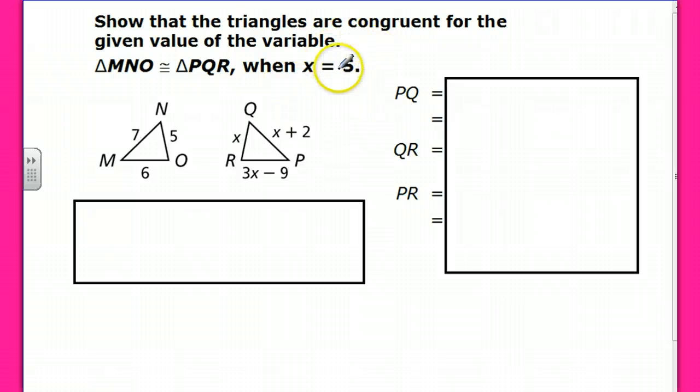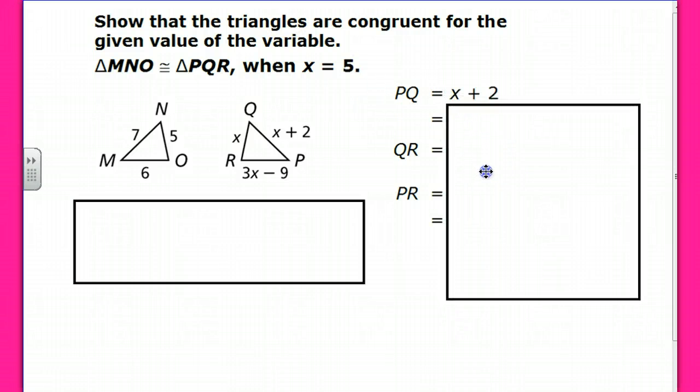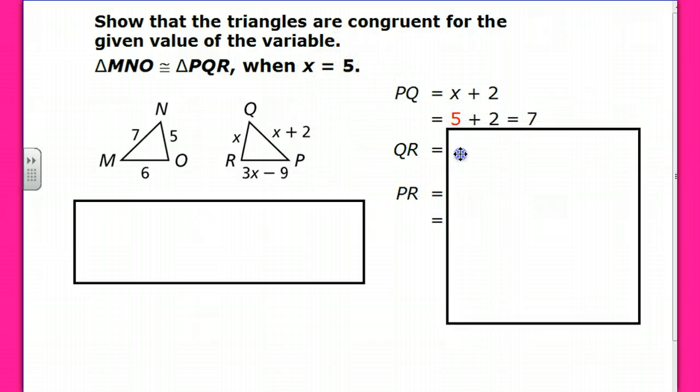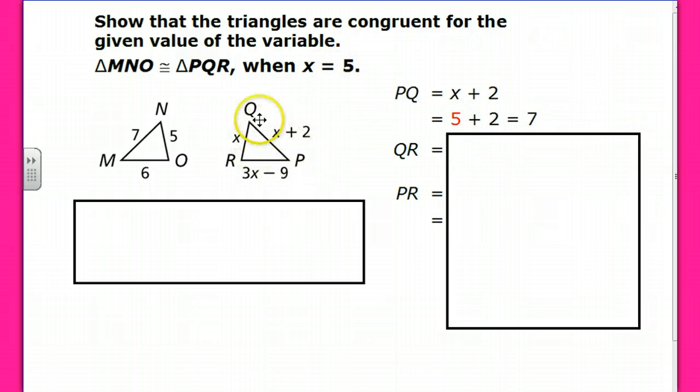Well, of course, we're going to substitute, right? So PQ, we've been given this expression, x plus 2, right? And so what will we do? We're going to substitute 5 and find that PQ is 7, all right? Which PQ, therefore, is the same length as MN, isn't it?